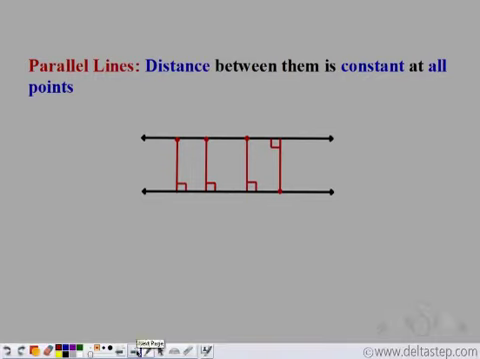So till now, we had learned that parallel lines are the non-intersecting lines. But another way of defining parallel lines is that distance between them is constant at all points. So this is another way of defining parallel lines. Take a point on one of the lines, drop a perpendicular to the other line, and do this for as many points as you want on any of the lines. The distance remains constant. So this is how we define parallel lines.